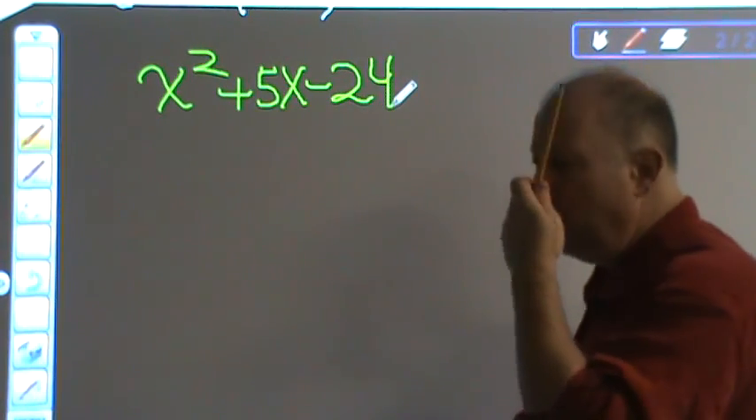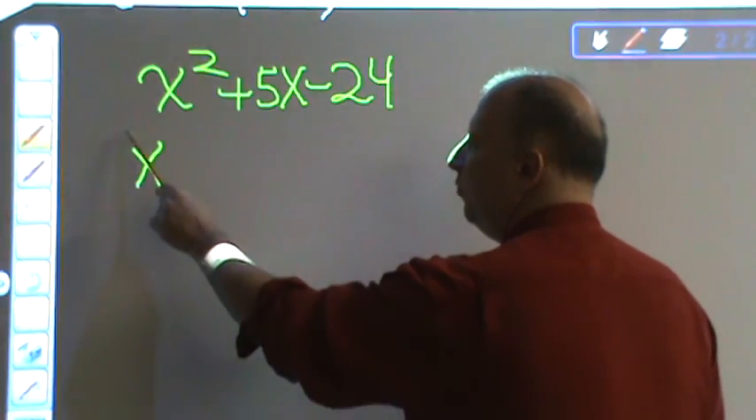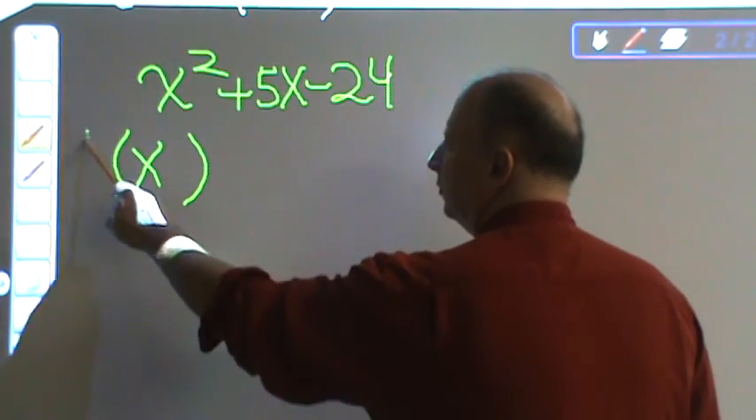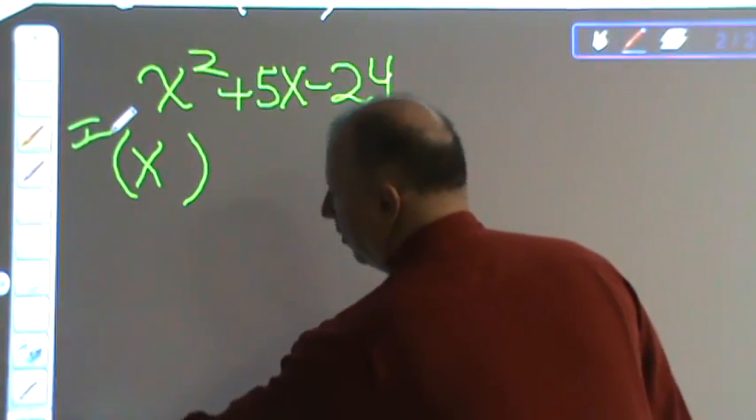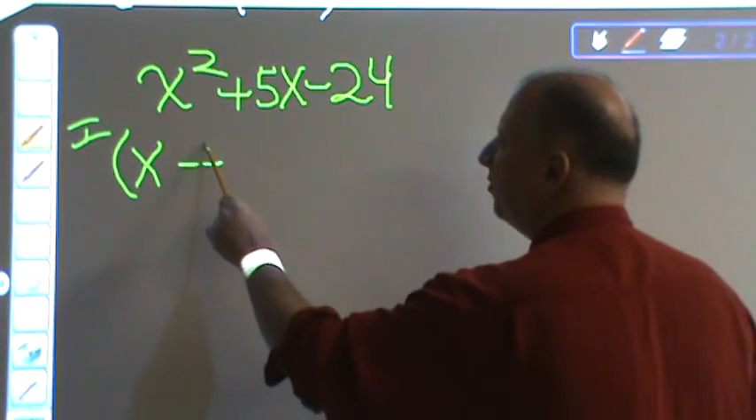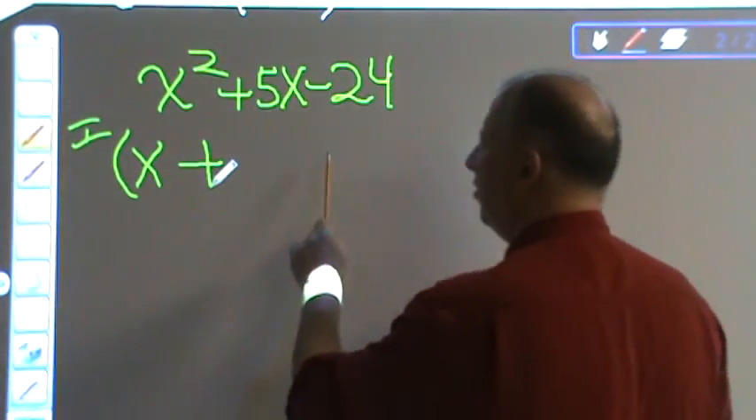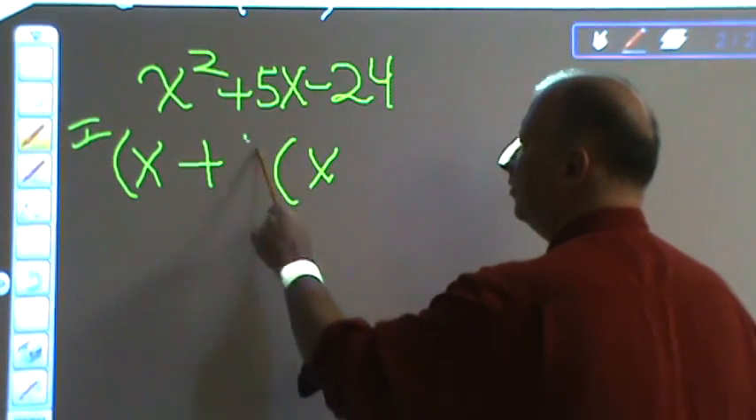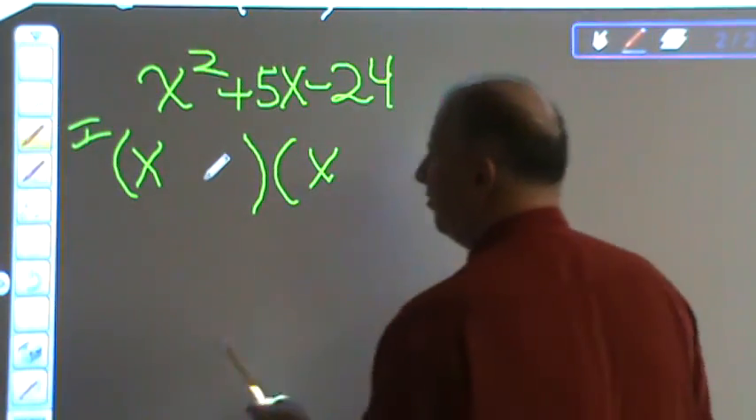Okay, let's review one more time. What times what is x squared? That's step 1. Okay, step 1. What times what is x squared? x times x. Now, step 2.